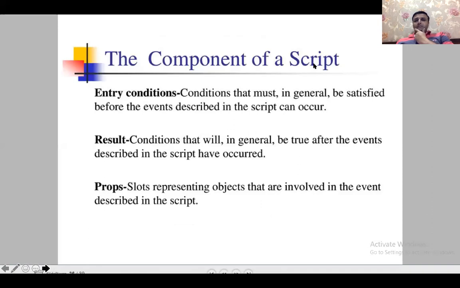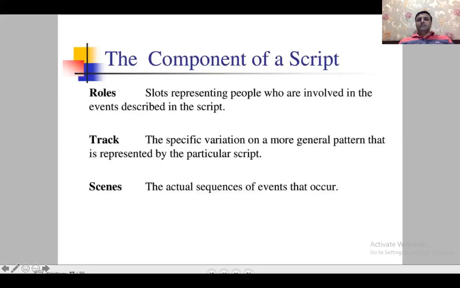Now the components of a script: entry conditions are the conditions that must in general be satisfied before the event described in the script can occur. Results are the conditions that will in general be true after the events described in the script have occurred. And then the properties are involved again, roles, tracks, scenes.